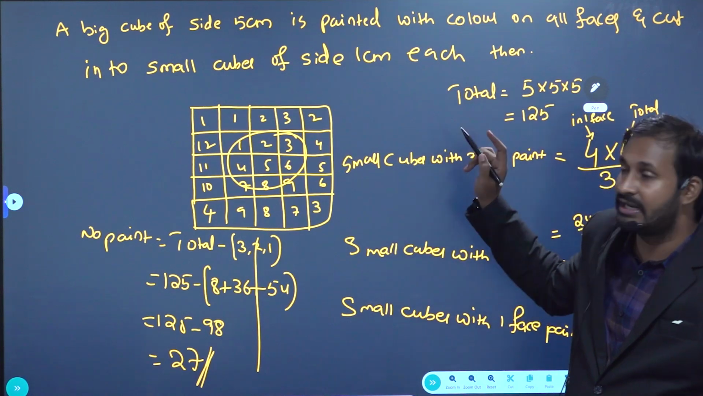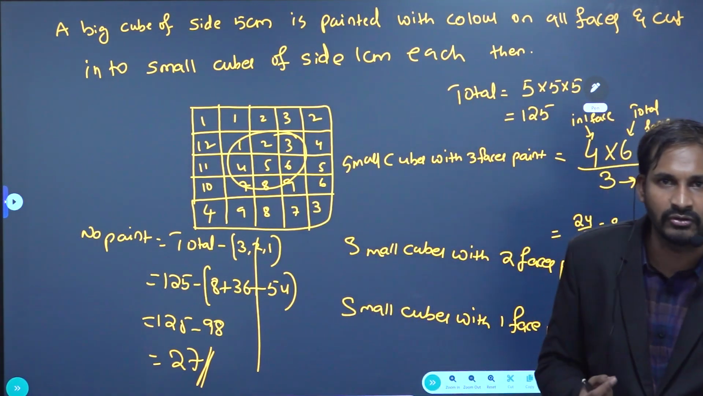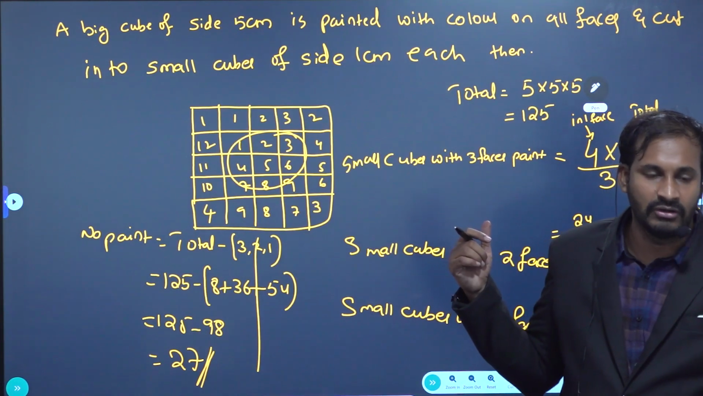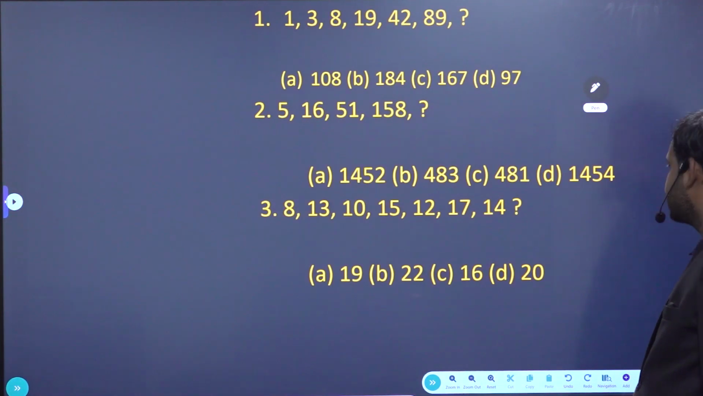That is the reason while writing the dice, I told you, right? Dice, I will tell you when you need to attempt, when you need not to attempt. This is the case, students. Okay, understood? Right. Next. The next concept is series.